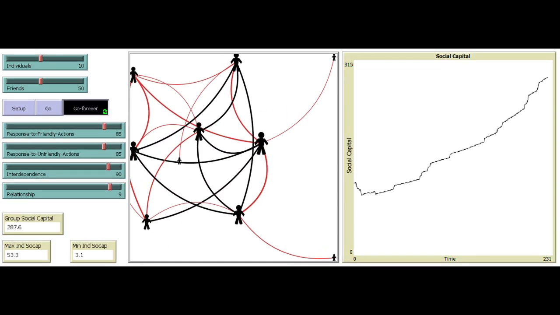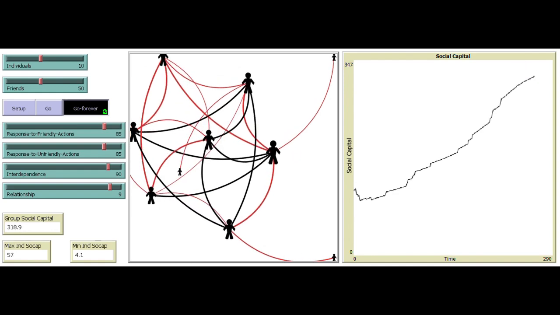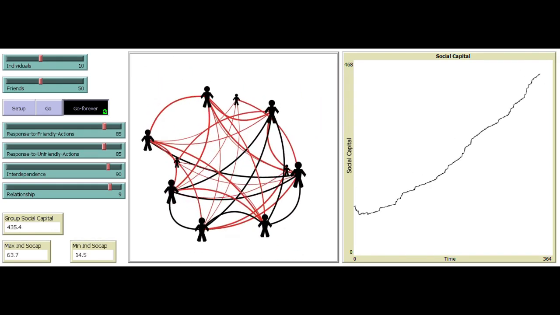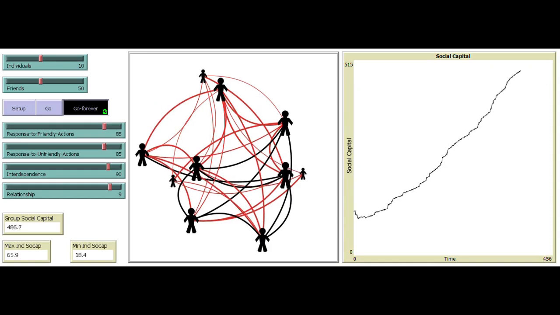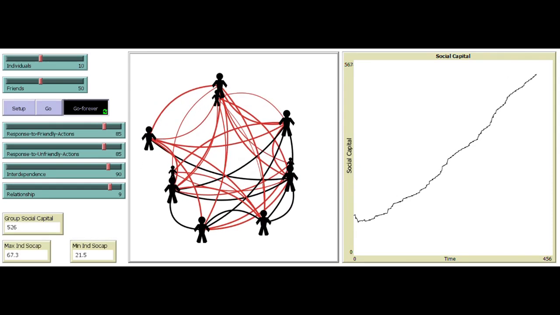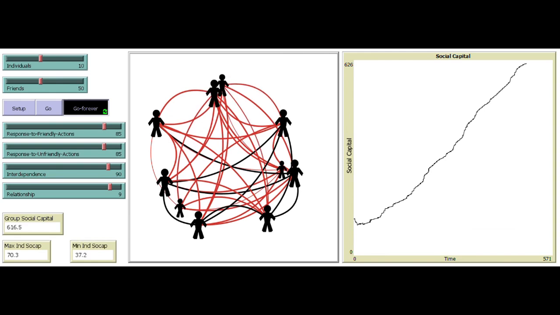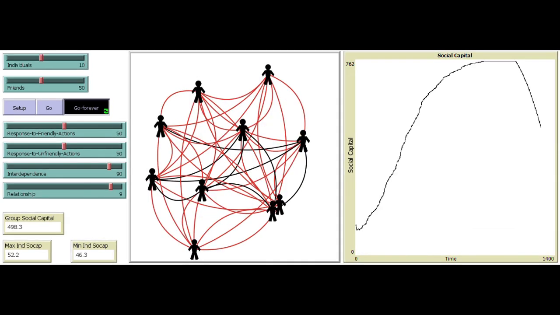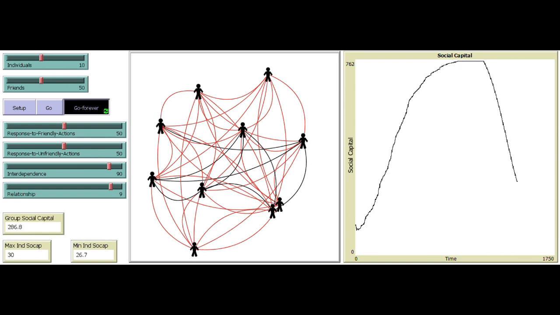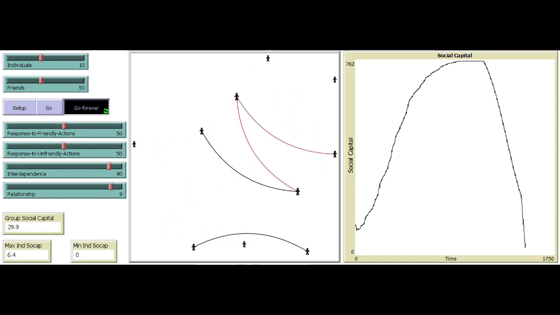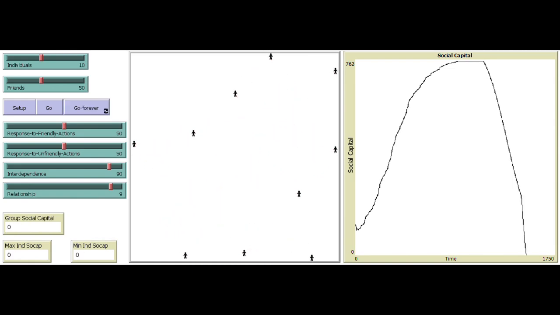If we set the model running, the structure of the network and levels of social capital change. At high levels of response, the number of friends and levels of friendship increase, increasing social capital and the satisfaction of needs. If levels of response reduce, the opposite happens, and at the tipping point, the group disintegrates, leaving individuals isolated with no friends at all, no social capital, and none of their social needs satisfied.